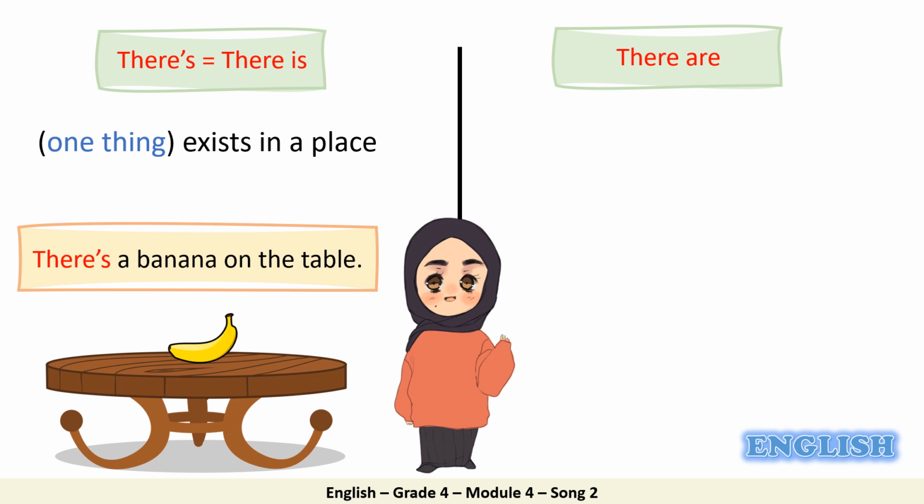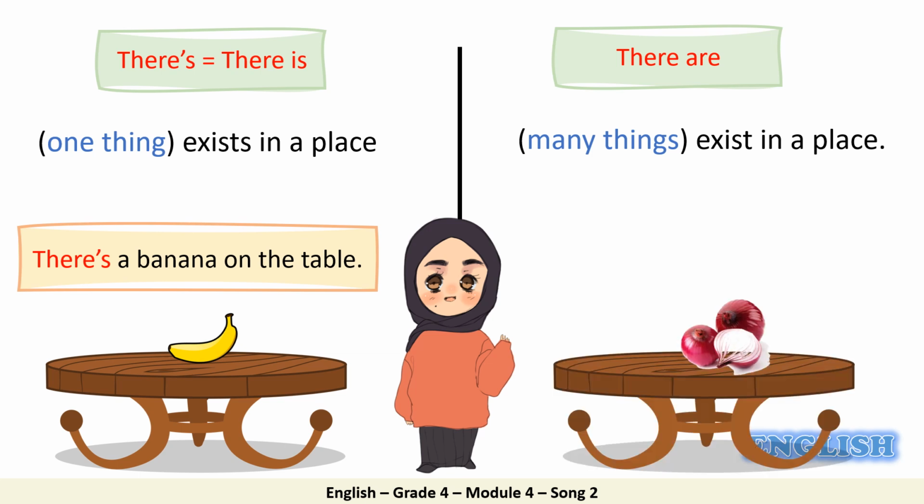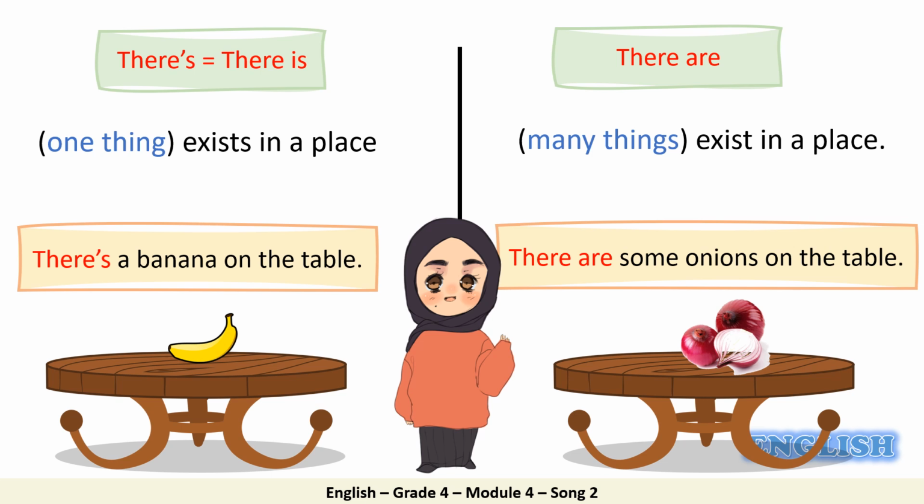And let's go to there are. When do we use there are? We use it to show that many things exist in a place. Look at the table. What do you see? Onions. It's more than one. So we say, there are some onions on the table.